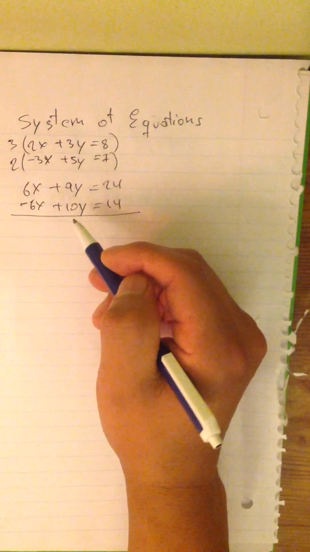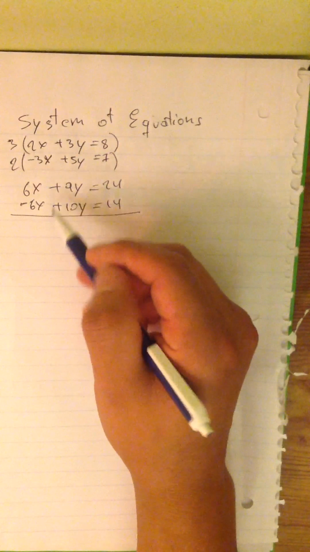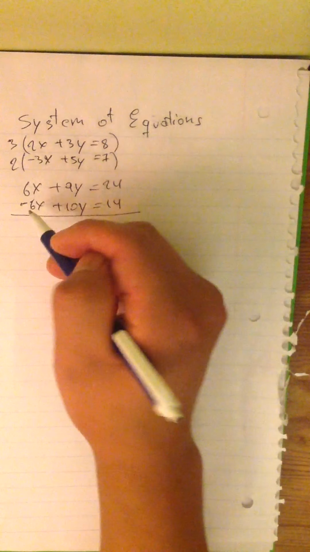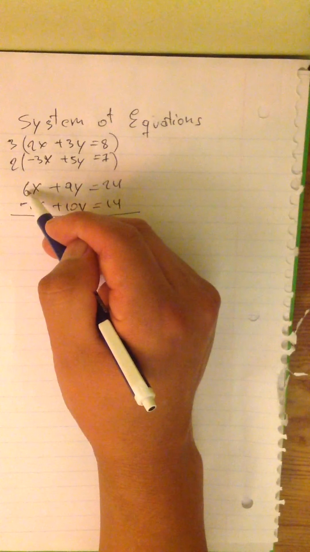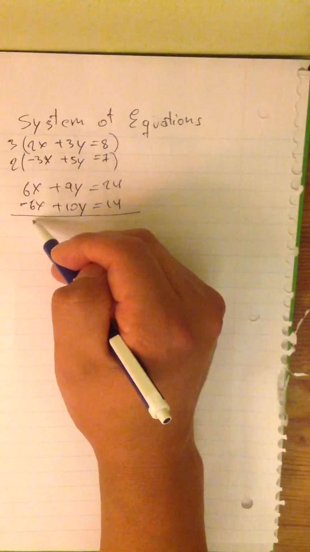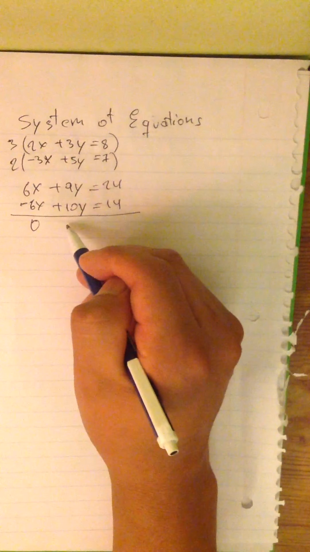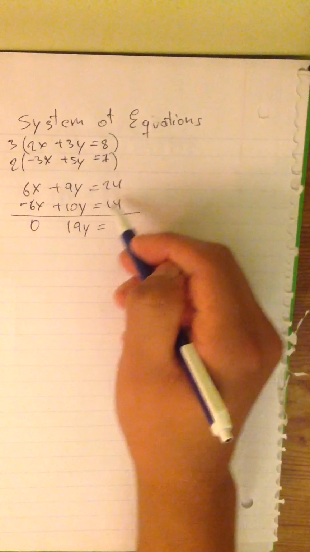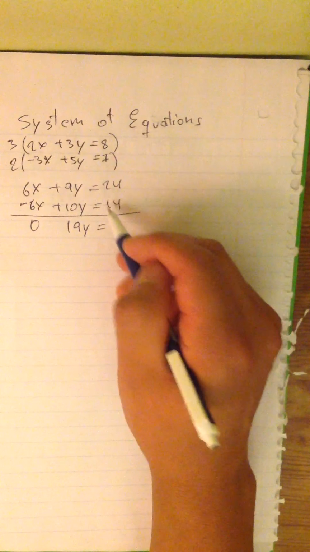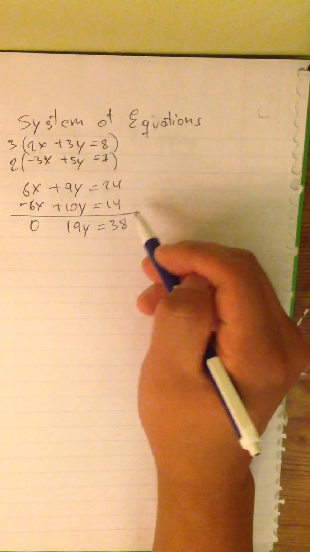So now we can solve for y by canceling x by subtraction. So 6x minus 6x is just 0. 9y plus 10y is 19y. And 24 plus 14 is 38.